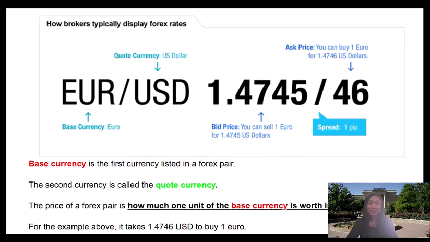As traders or customers, we do the opposite. We buy at the ask price, that's 1.4746, and we sell at the bid of 1.4745, that's the lower price. So basically, for us, we buy high and sell low. And the difference is the bank's profit.